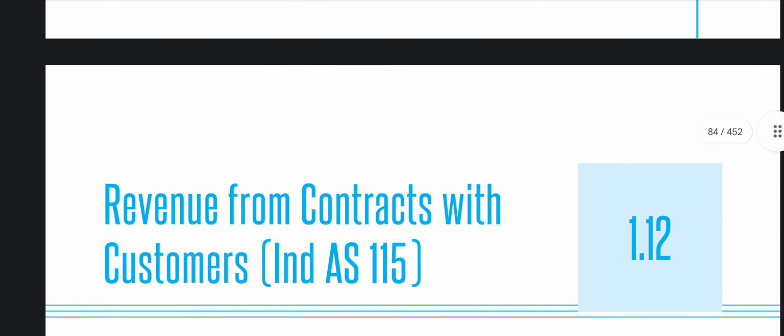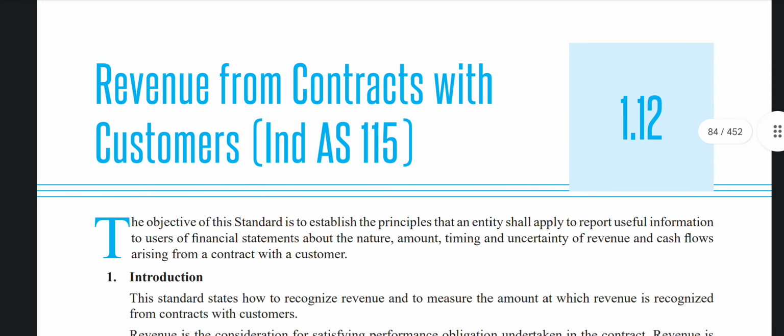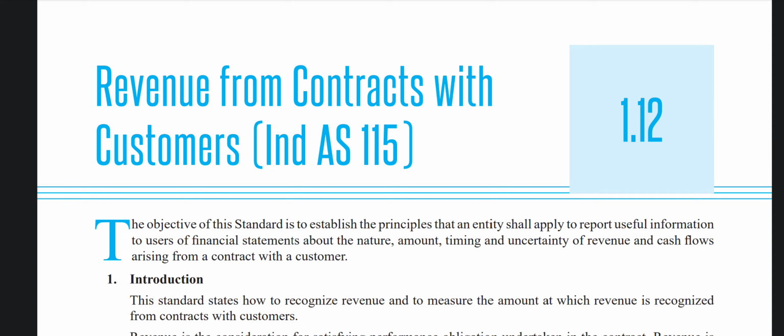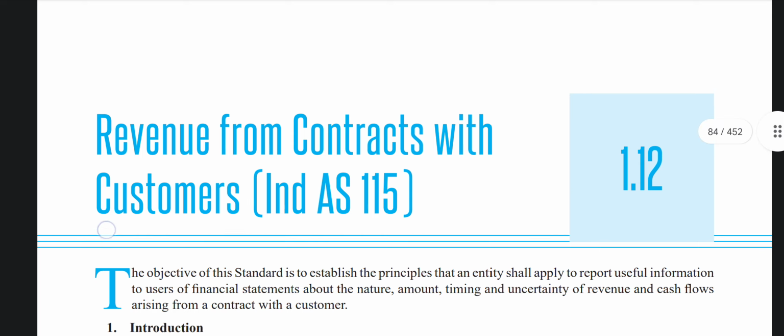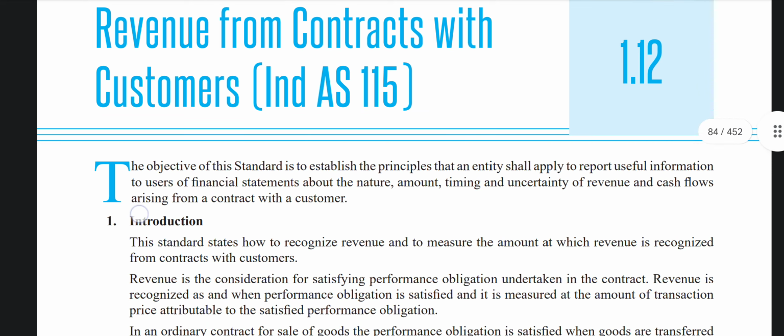Next, revenue from contracts with customers. Ind AS 115, revenue from contracts with customers. Basically, in the intermediate syllabus, accounting standards, we will study about revenue from contracts, contract costing, and accounting standards. But when we come to the syllabus of final, we will discuss revenue from contracts with customers, Ind AS 115.